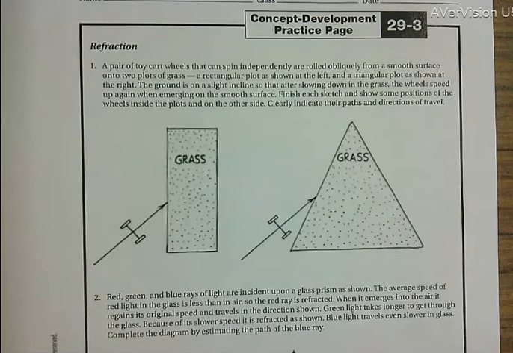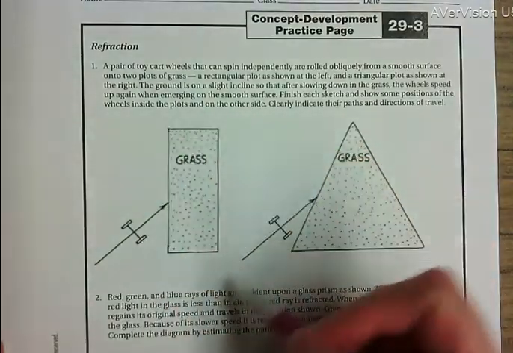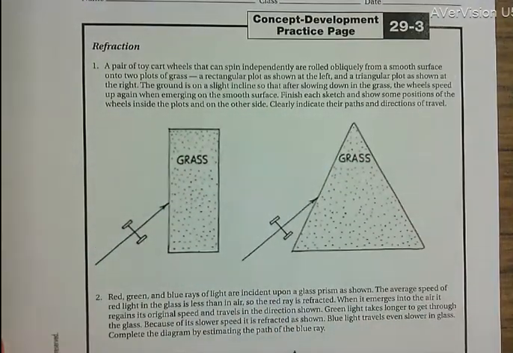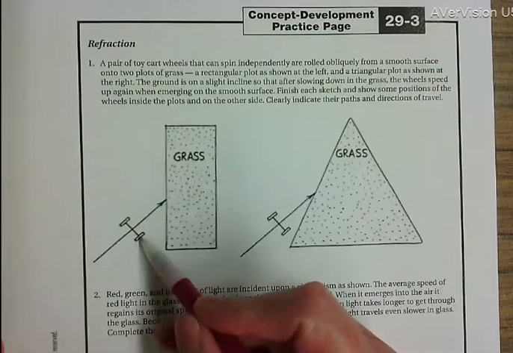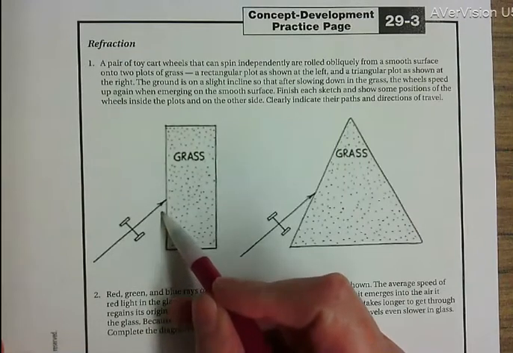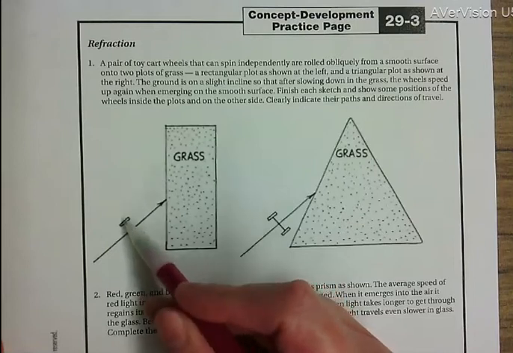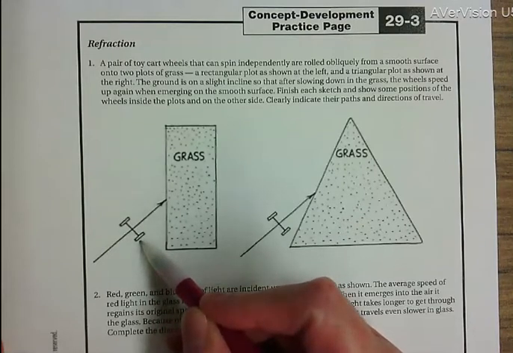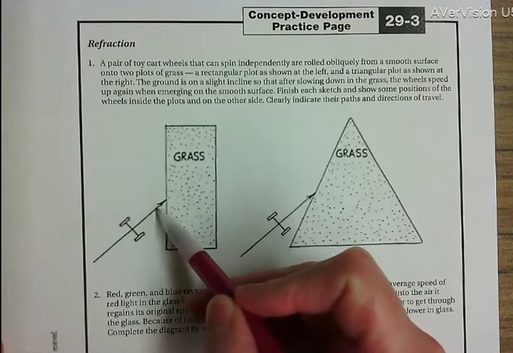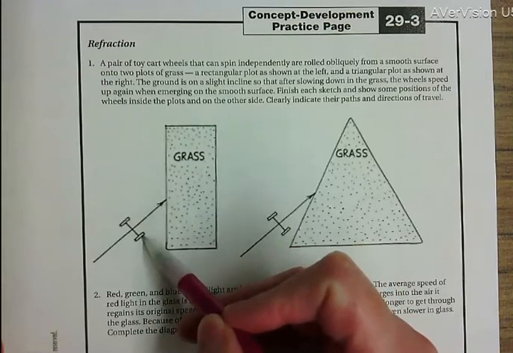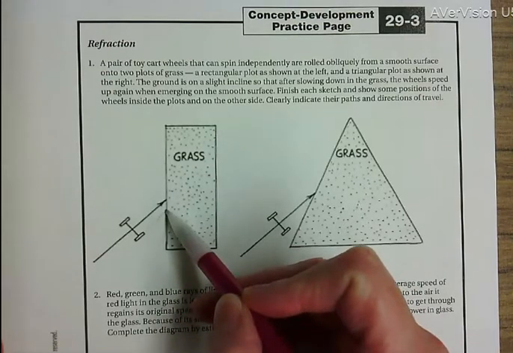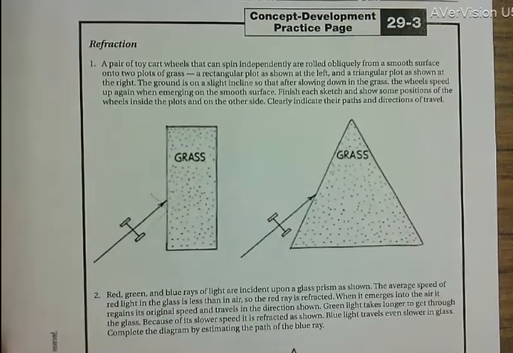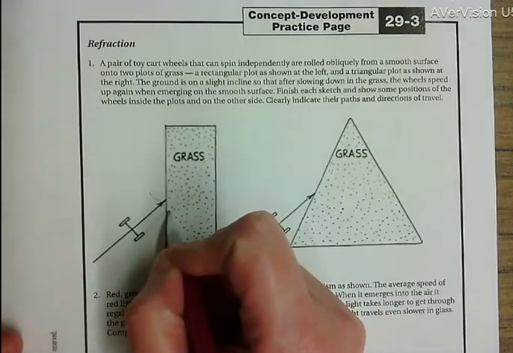We can think about this from a practical standpoint. This is like concrete around this grass. So what's going to happen to these tires? Out here, both tires are moving at the same speed. However, this tire here is going to hit the grass before the other tire does. At this point, the other tire is still not on the grass. So this tire is going to slow down.